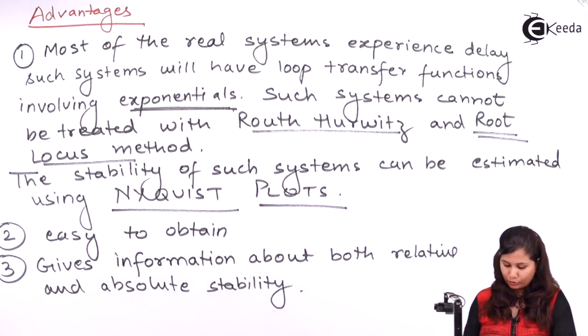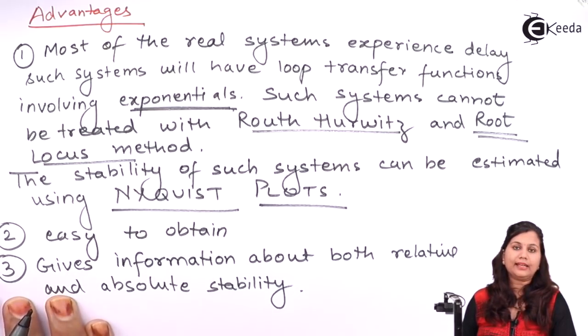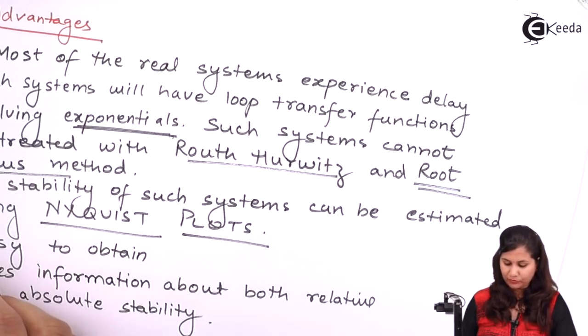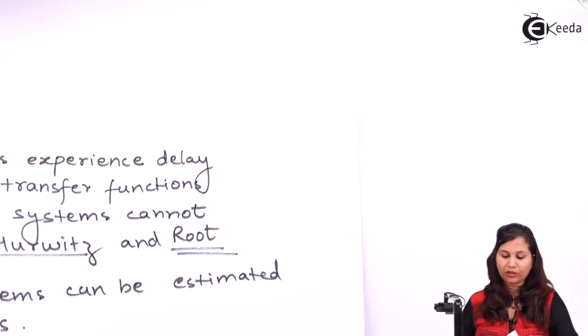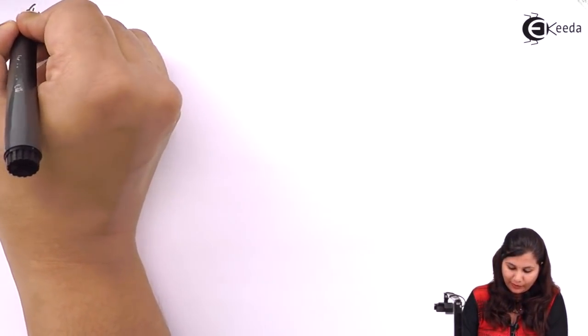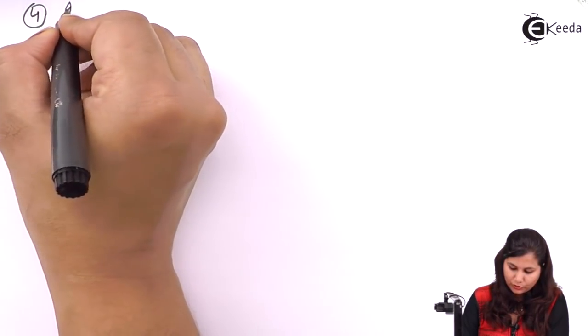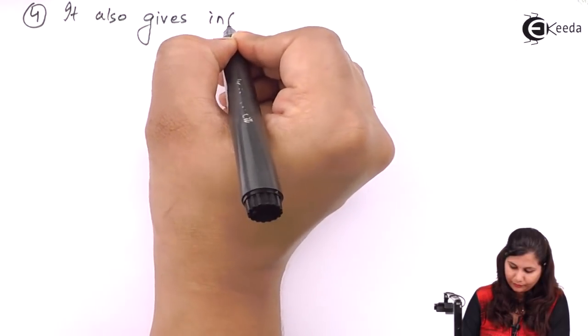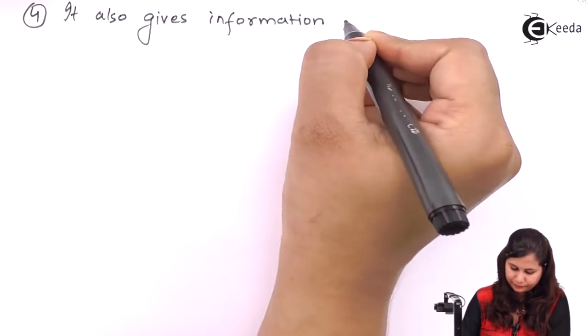Now the fourth advantage is that as the Nyquist plots are based upon the frequency response of a system, using the Nyquist plot we can also obtain the frequency domain specifications of the system. So the fourth advantage is that it also gives information.